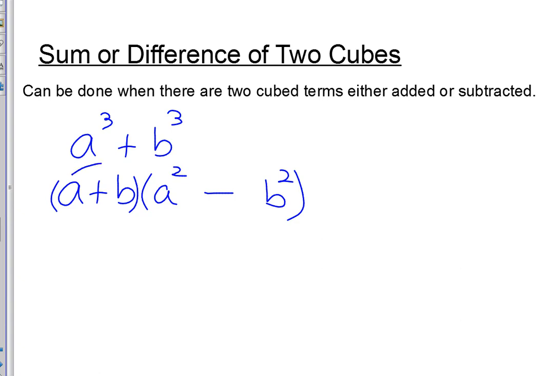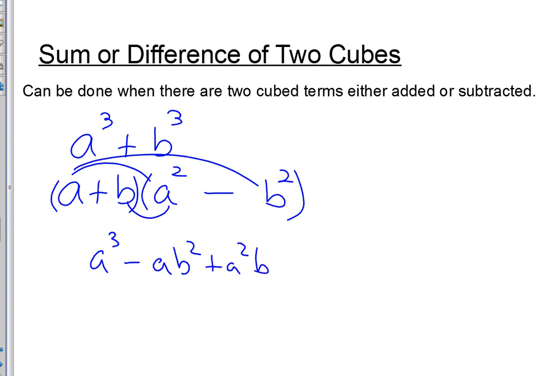Well, let's find out. What's a times a squared? That's a cubed. What's a times negative b squared? That's negative ab squared. What's b times a squared? Well, that's positive a squared b. And what's positive b times negative b squared? That would be negative b cubed. Well, wait a minute. Do these two things combine? Can I actually add these? Well, no, because this exponent doesn't match this exponent, and that exponent doesn't match that exponent. So would you agree these do not cancel out? So that means I don't get back to this original problem.